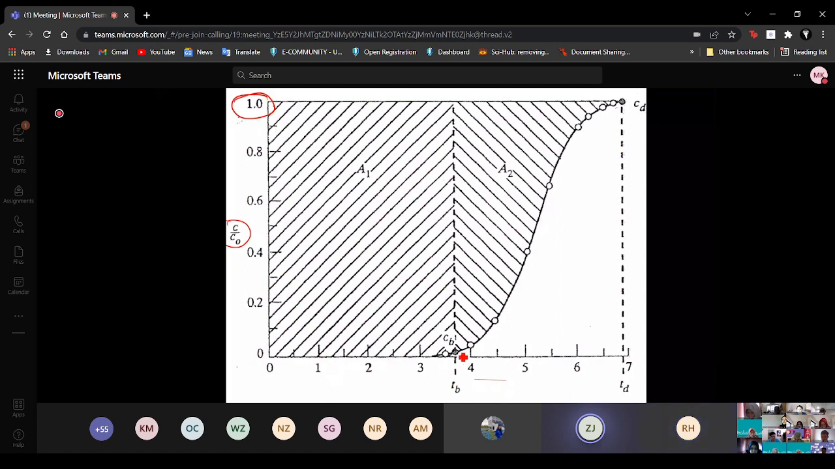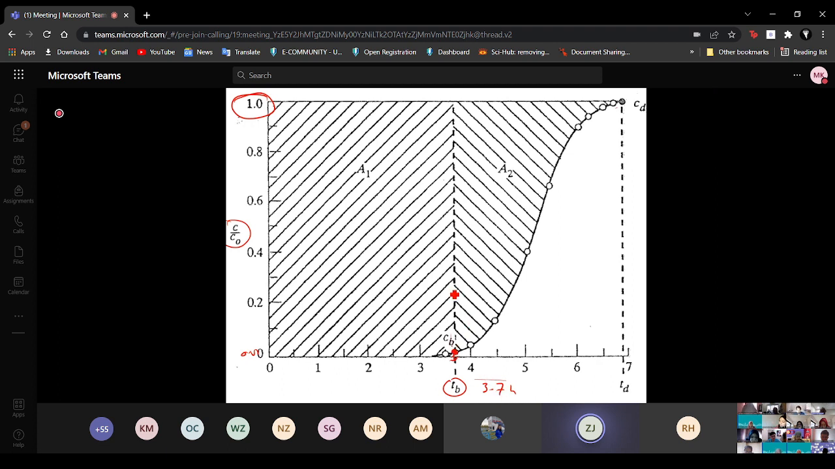Okay, now you determine the CB. Okay, 0.01. From here, 0.01. So you go down here, and this is the TB that was asked earlier. What is the TB here? 3.7 hours. Okay, so that is the answer for that one.